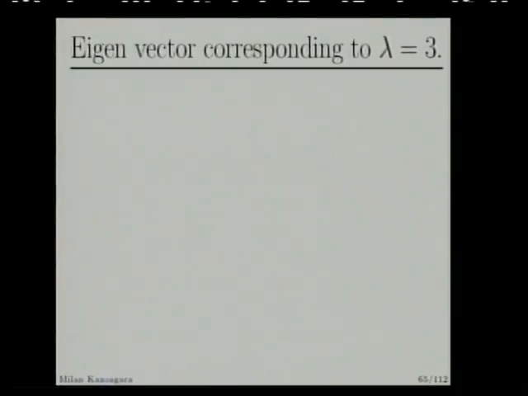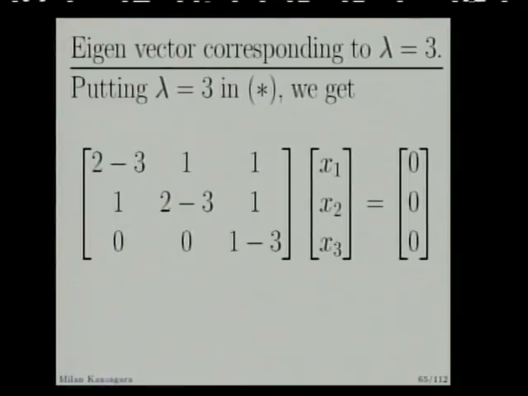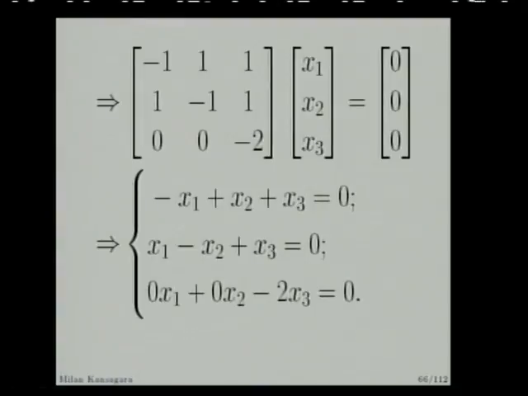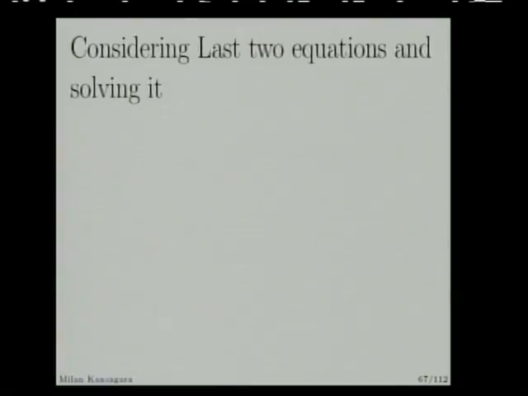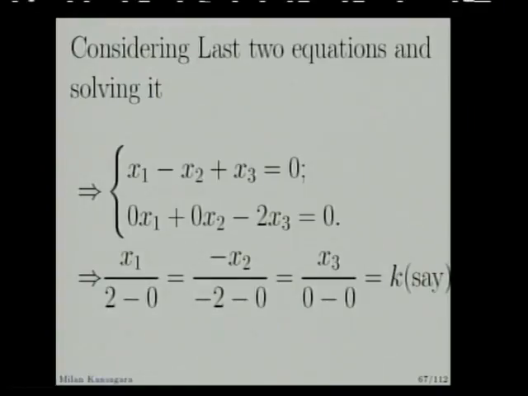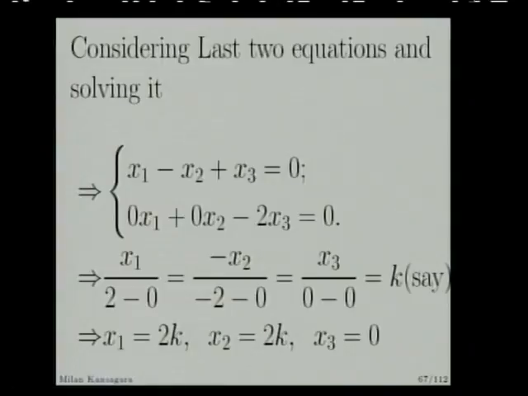So let us see the eigenvectors corresponding to the remaining eigenvalue lambda 3. Just replace lambda equal to 3. So we get this. Now solving this system of equations by the usual Cramer's rule, considering the last two equations and solving them, what do we get? x1 is 2k, x2 is 2k, and x3 is 0.